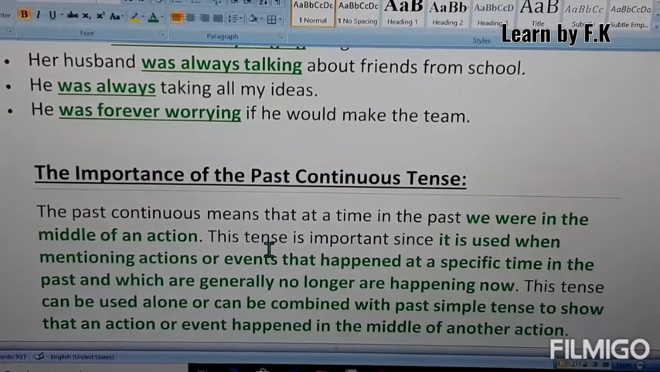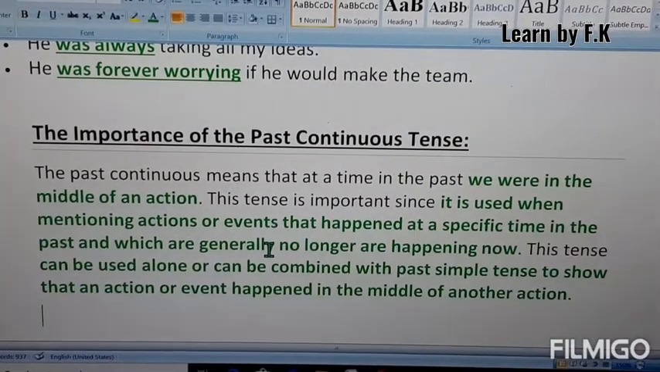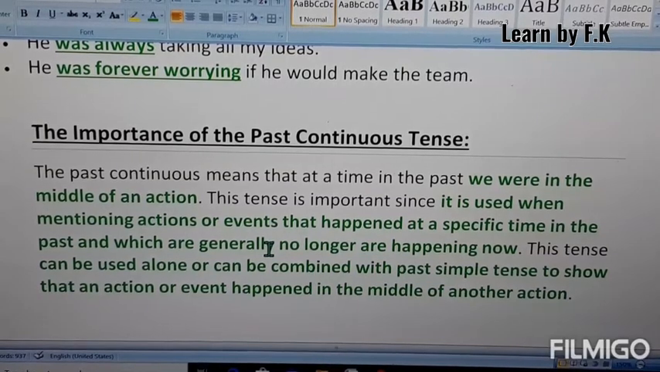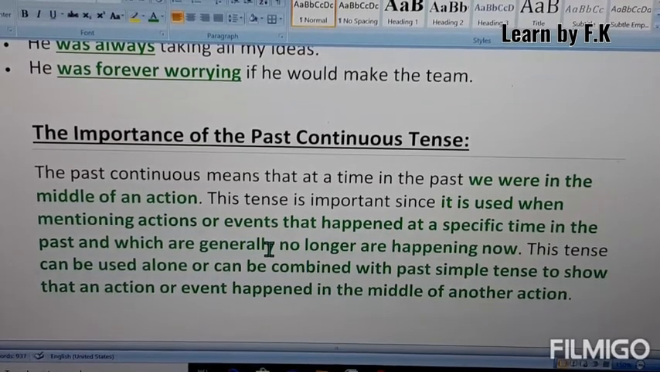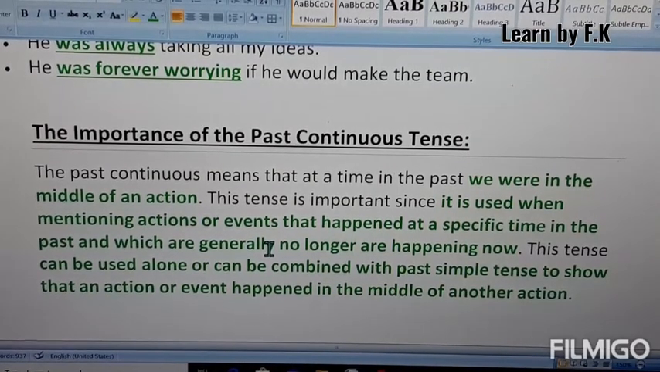Importance of this tense: this is a very important tense, and it tells us that we were in the middle of an action in the past. It is for a temporary basis, not for the long term, and for some specific time period in the past, which generally is no longer happening now. It means in the past. Also, past continuous tense is used with the past simple tense, which shows two activities in the past, and sometimes past continuous is interrupted by past simple tense.